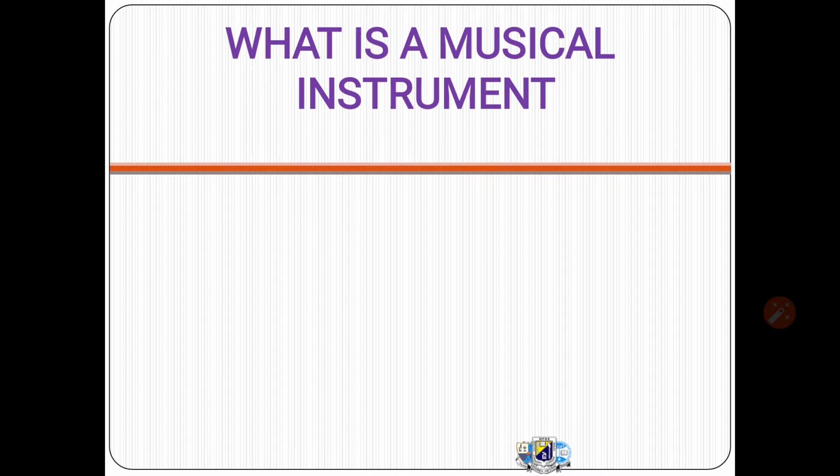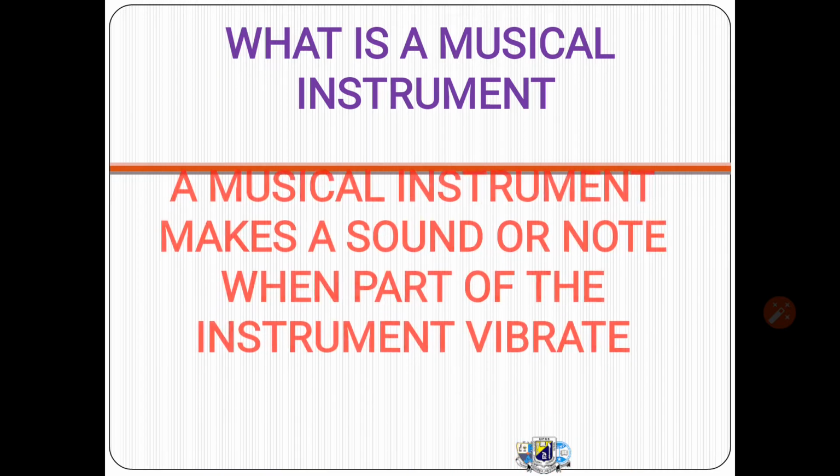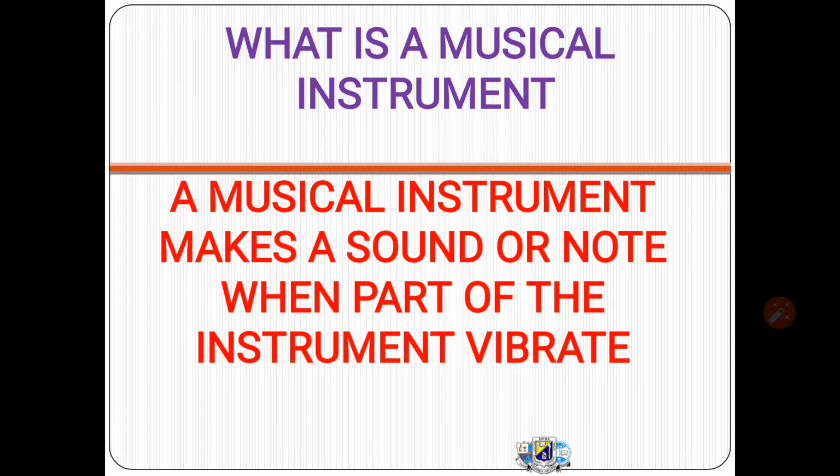What is a musical instrument? A musical instrument makes a sound or note when part of the instrument vibrates. Like we said, sound is produced by vibration, so there's no way a musical instrument is going to make a sound without what? Vibrating.